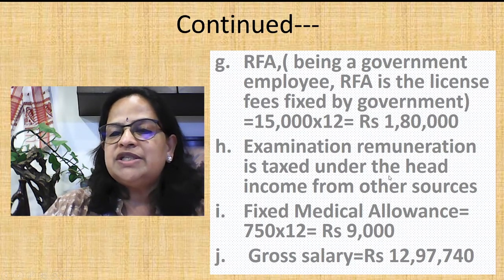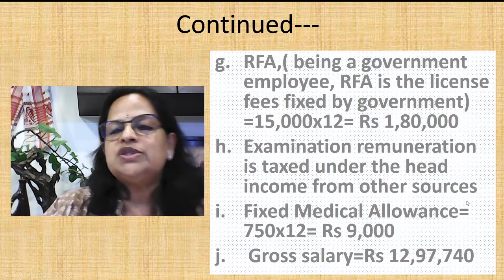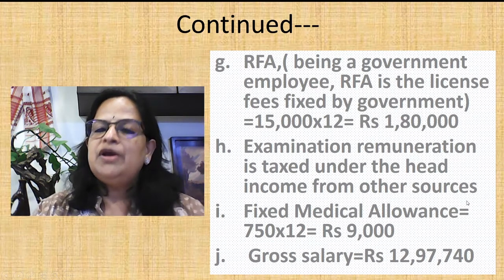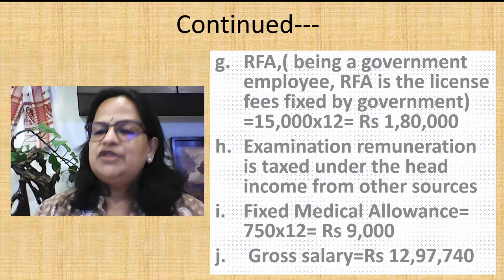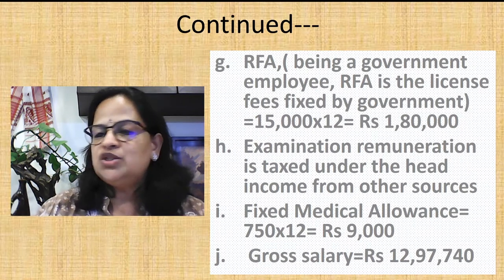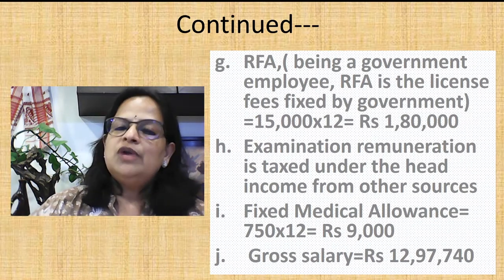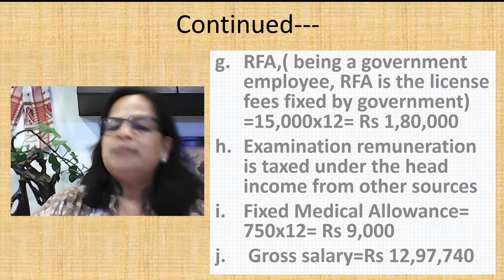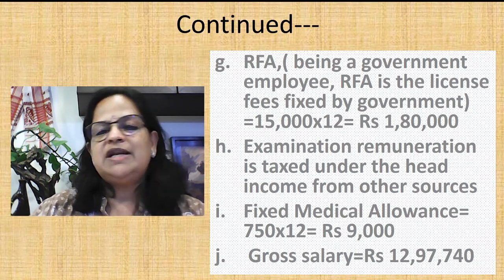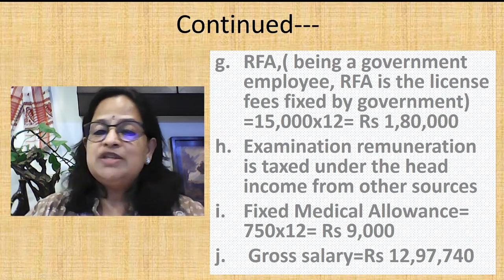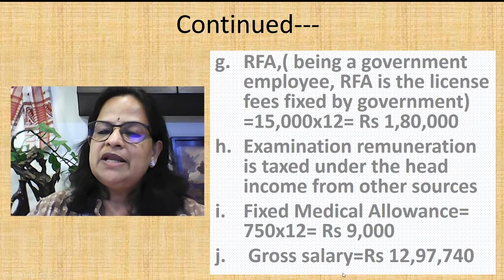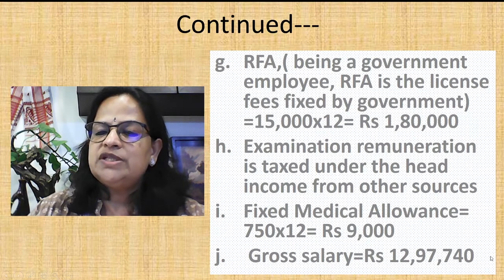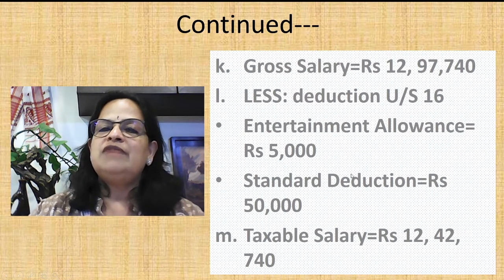Examination remuneration is taxed under the head income from other sources because an employer-employee relationship is not there. If it is not there, it will go to income from other sources. We will include it in the computation of salary income only if there is an employer-employee relationship. Fixed medical allowance is fully taxable, 750 into 12, 9,000. So gross salary is 12,97,740, adding all the values.